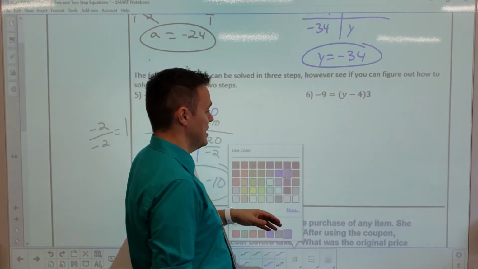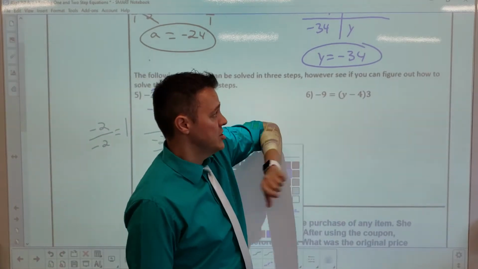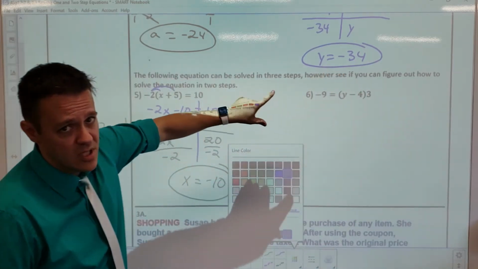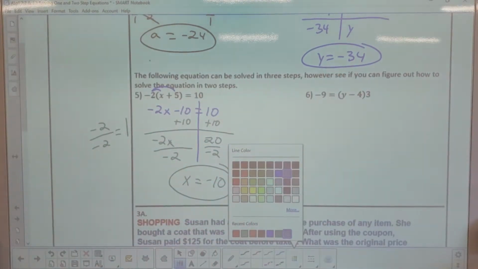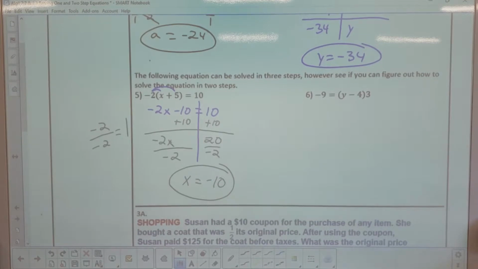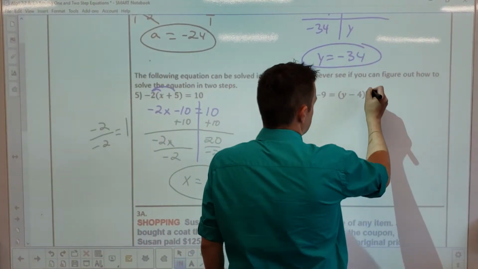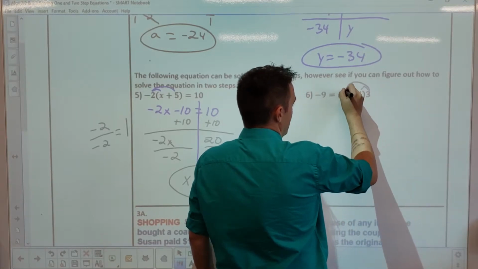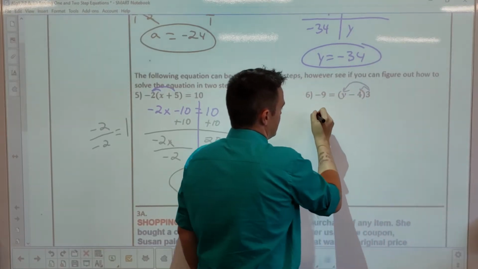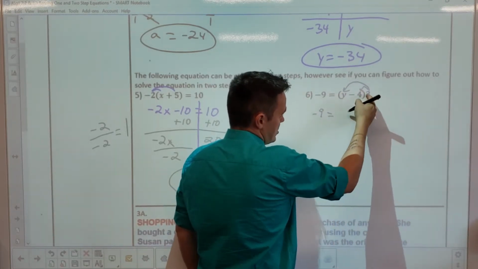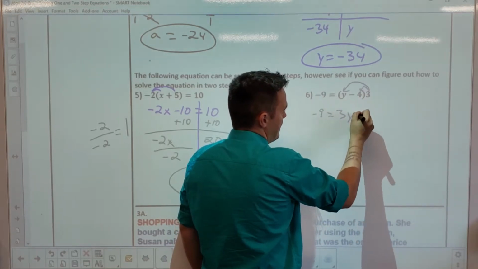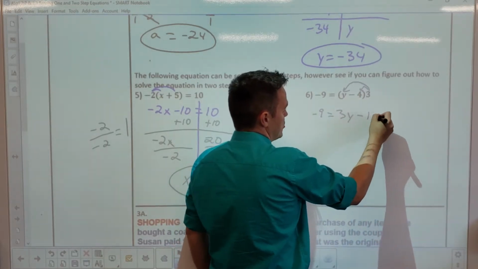Last one, ladies and gentlemen, on this example for right now. Do this in your head. Distribute first, and then solve. All right, on the distribution, it's backwards, but it should be fine. Multiply the 3's in. So this would be negative 9 equals 3y minus, because that's what we have here, 12.